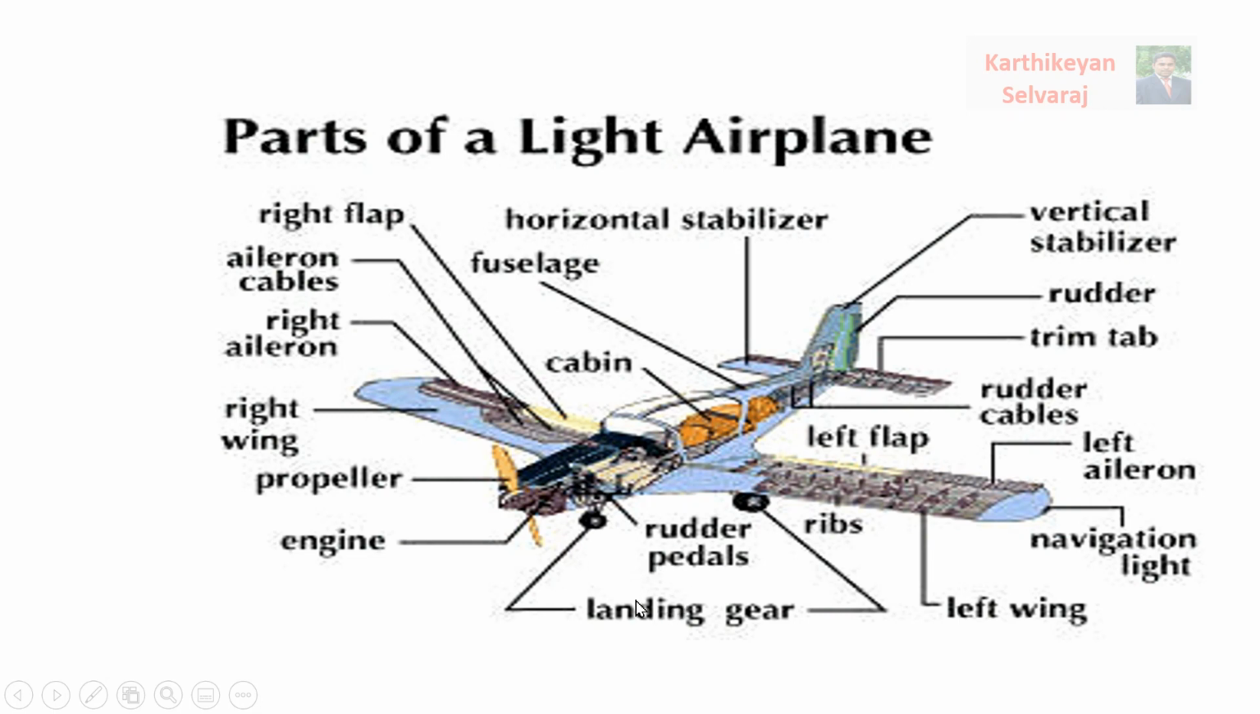And here you can see the landing gears. Landing gears are available at the nose as well as the main landing gear. The landing gear which is located under the fuselage is called the main landing gear, and this is called the nose landing gear.